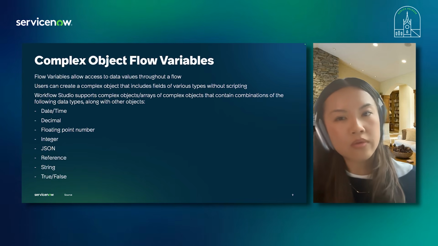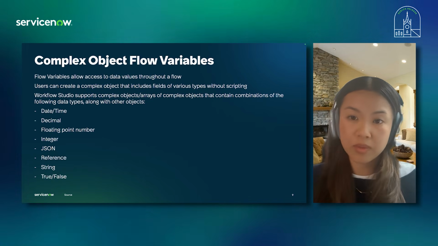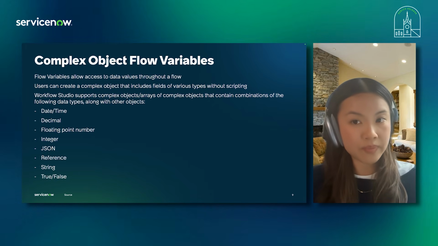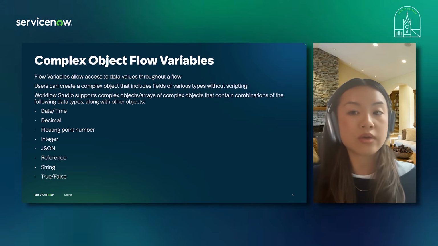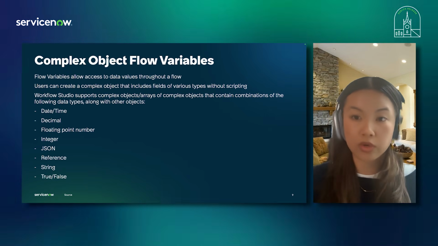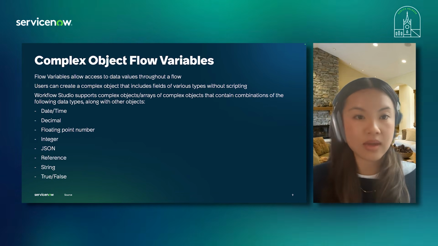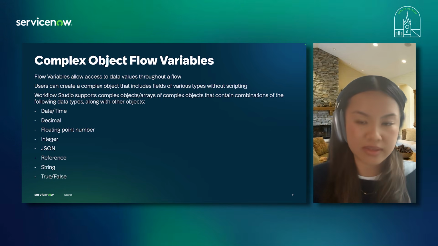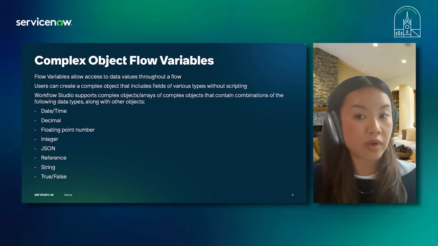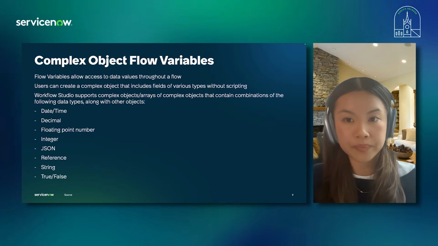So a little background on flow variables. Flow variables are similar to subflow inputs and outputs in that they let you define data available to a flow or subflow. However, flow variables allow you to set and retrieve values throughout a flow instead of just the start or end of it. So when it comes to flows that deal with data, updating, referencing, modifying these values, customers need flexibility, which is why we've added support for complex objects made up of the data types you see here.